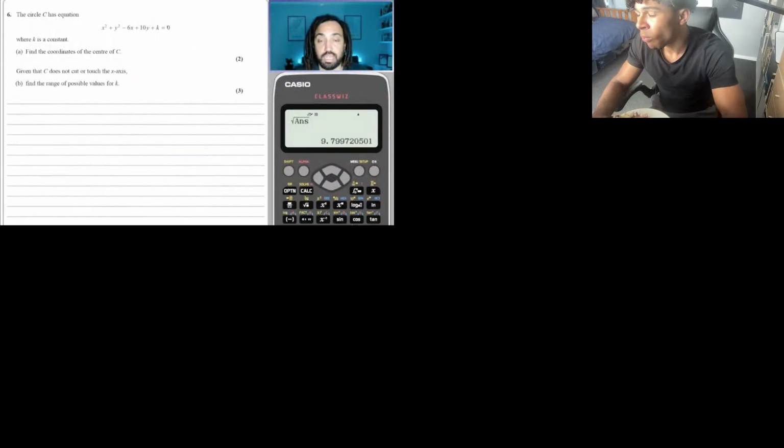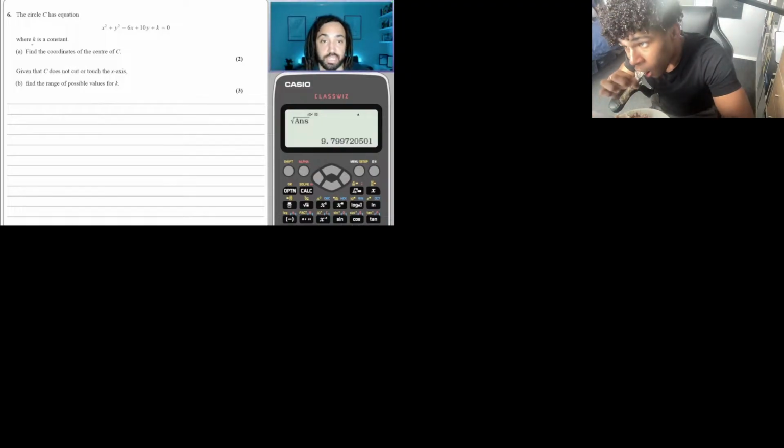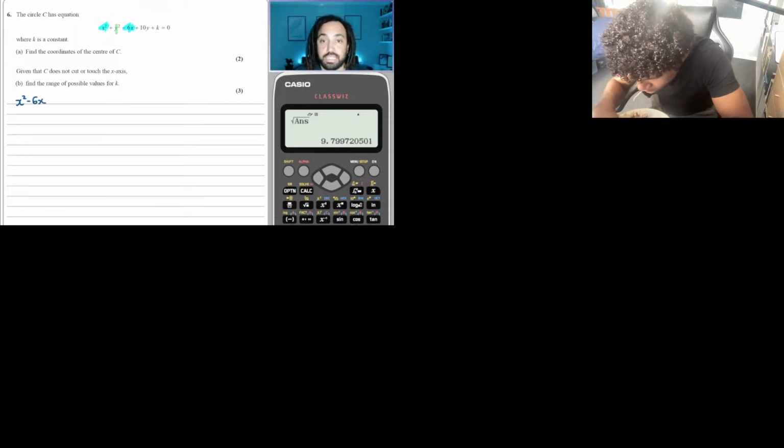Okay, classic AS Pure question this. You've got a circle and you've got the equation, but it's not in the nice completed square form, and it's asking you to find the centre. So we're going to complete the square. We're going to look at the x's and write them out next to each other, so x squared minus 6x. And then we're going to look at the y's and write them out next to each other, so plus y squared plus 10y. And then we're going to move the k to the other side.